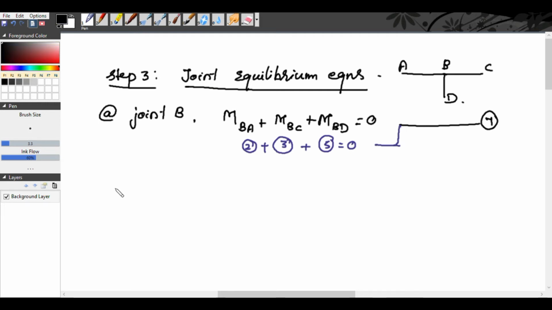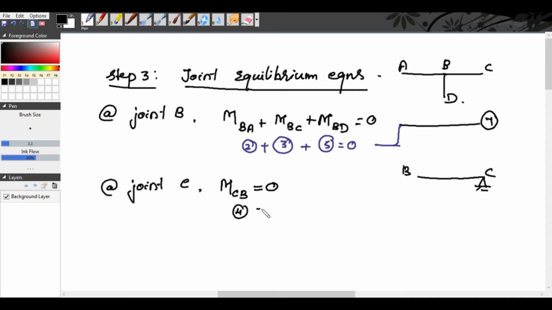Now, our next equation is at joint C. At joint C, we know joint C is a simple support. We have only one member joining at C. So, MCB is equal to 0. MCB is our fourth equation, so the fourth equation is equal to 0. This is our equation number 8.